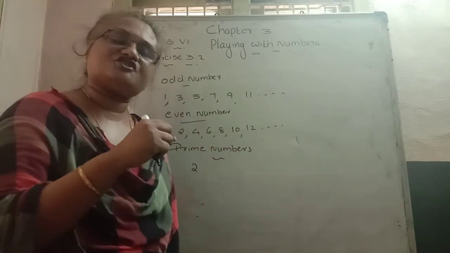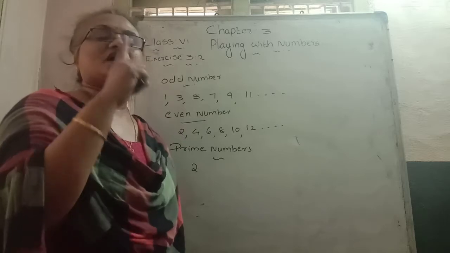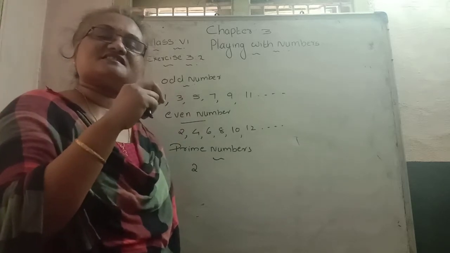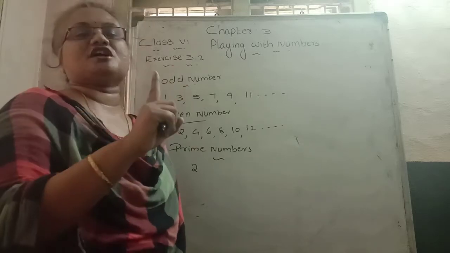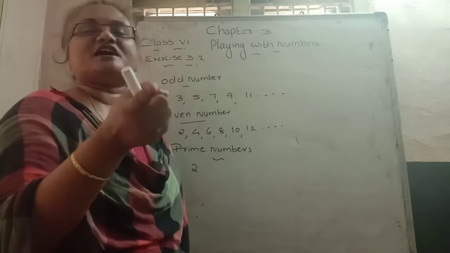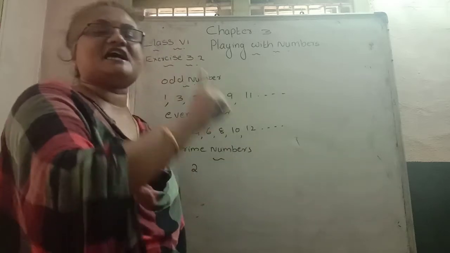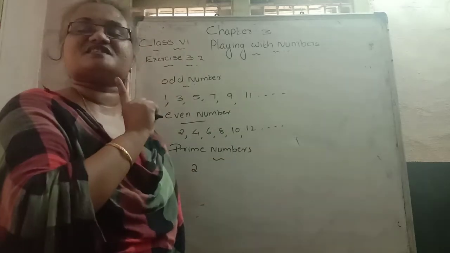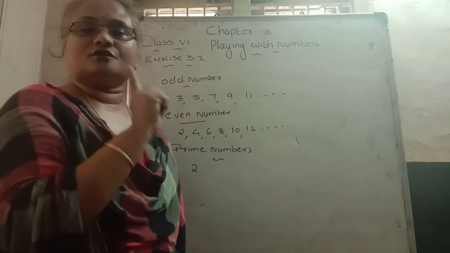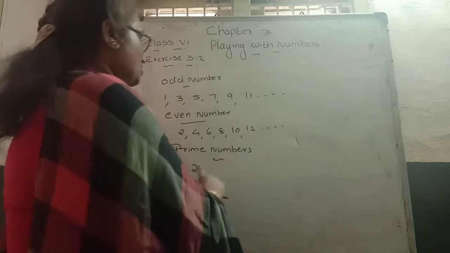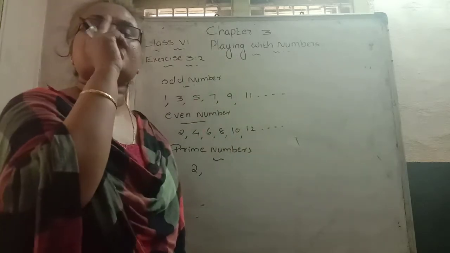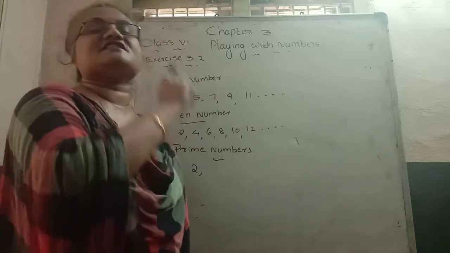Why do we call 2 a prime number? Because 2 has only two factors. In which tables does 2 come as an answer? 1 table and 2 table: 1 into 2 equals 2, and 2 into 1 equals 2. Only in the 1 table and 2 table does 2 come as an answer, no other table. That's why 2 is a prime number. So prime numbers have only two factors, one and the same number.